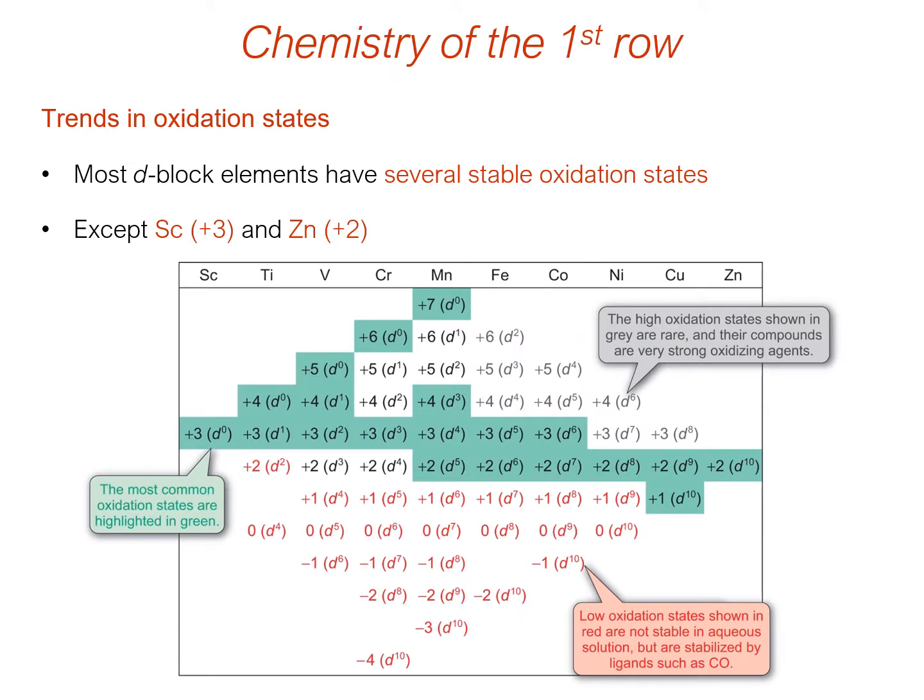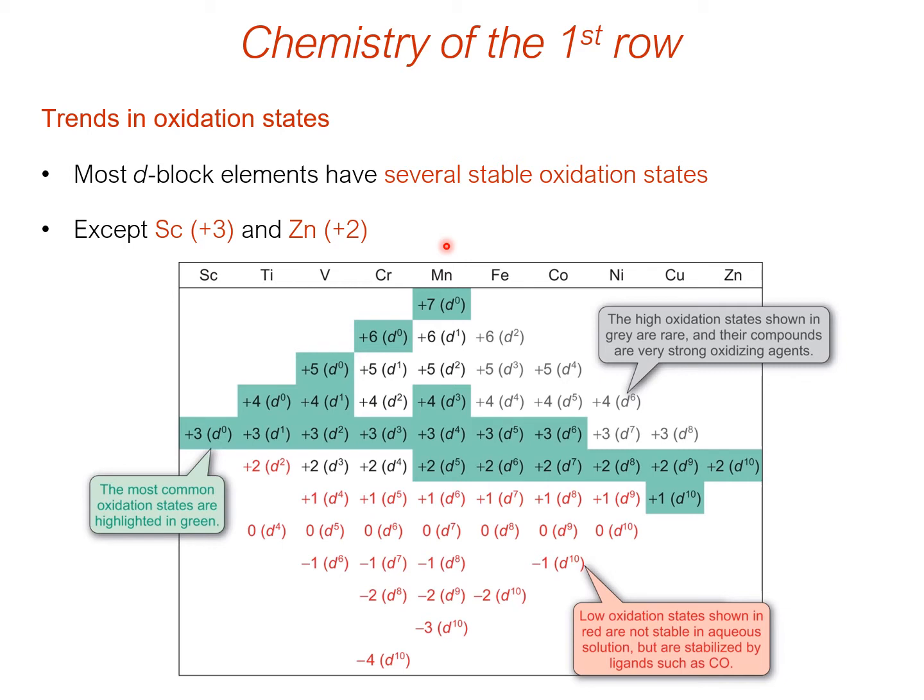So let's start by looking at what oxidation states are possible. So here I've got a table showing all the oxidation states of the first row of the d block, and you can see that there are absolutely loads possible. So with the exception of scandium at the very beginning and zinc at the very end, all of the elements have several stable oxidation states.